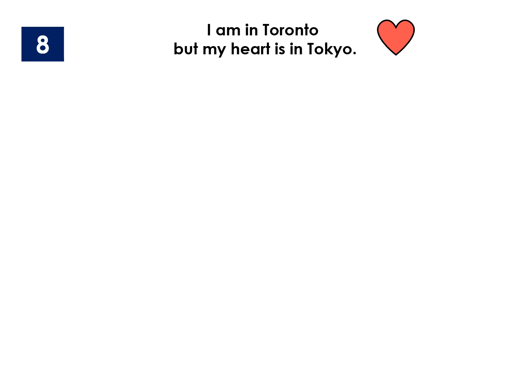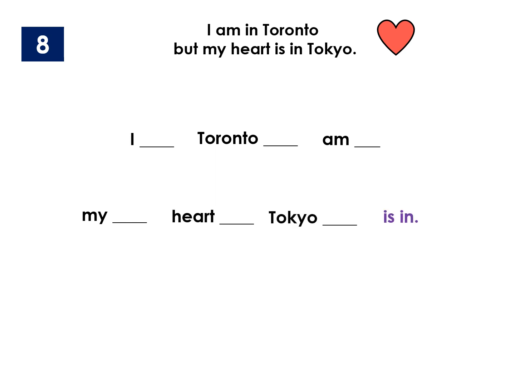Next sentence, I am in Toronto, but my heart is in Tokyo. The elements are I, Toronto, am, my, heart, Tokyo, and the verb is in. In the sentence, we have a contrast for I, which exists in Toronto, and heart, which exists in Tokyo. So these two elements take the contrast particle wa. Toronto takes the particle ni for the location of existence of a person, and Tokyo also takes the particle ni for the location of existence of a thing.